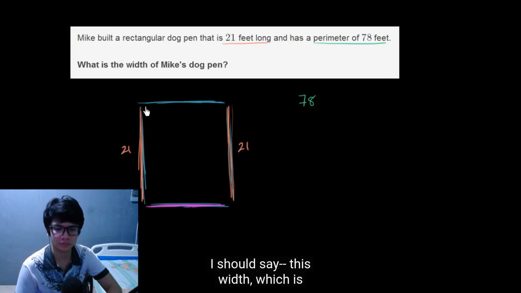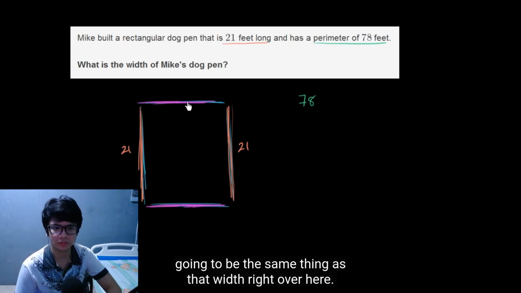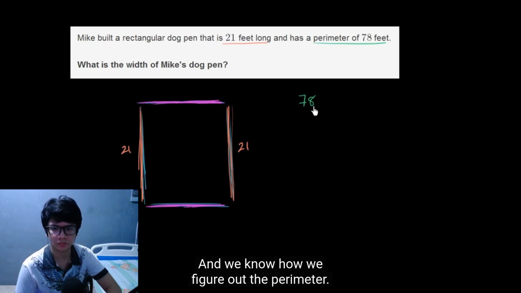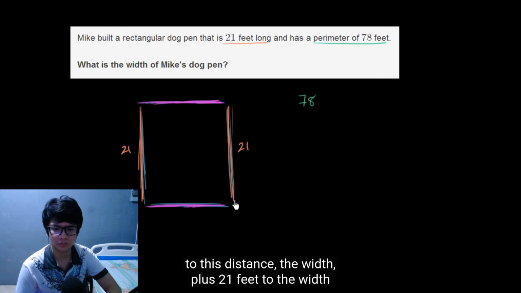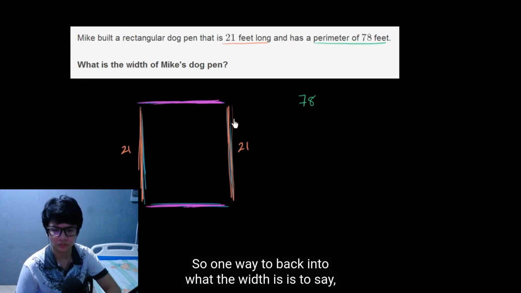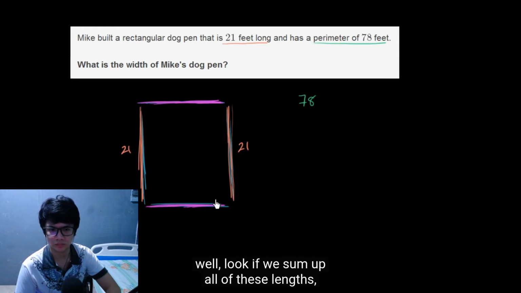This width is going to be the same thing as that width right over here. So let's think about how we figure out the perimeter. If we add this distance, 21 feet, to the width, plus 21 feet, plus the width again, we're going to get to 78 feet. So one way to back into what the width is: if we sum up all of these lengths, we're going to get 78 feet.